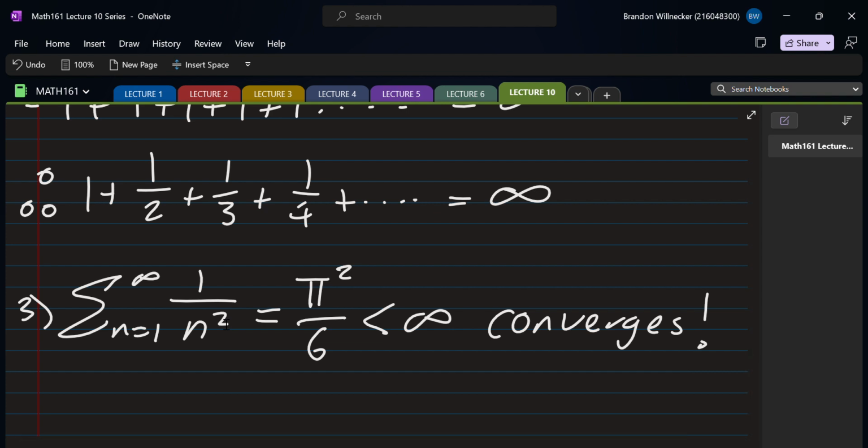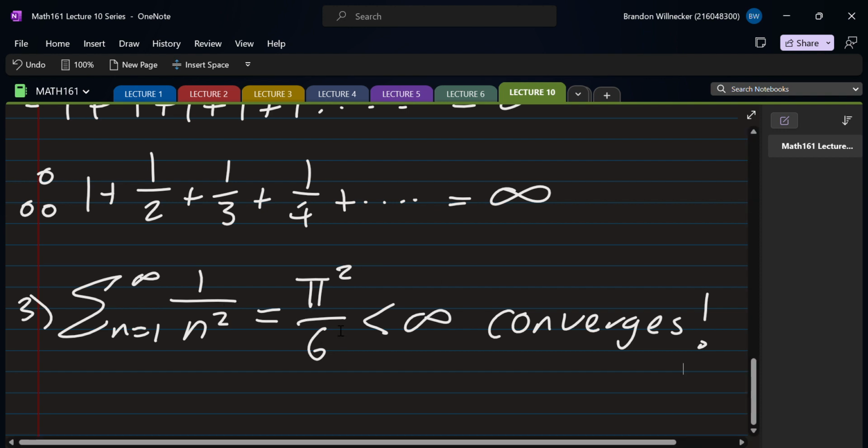Okay. But some of them we can find the value. Like if we have a geometric series, we can sum up a geometric series and that will have a nice value. But for some of them, we won't be interested in that. So instead of trying to find what this value actually is, we're going to use the convergence tests.